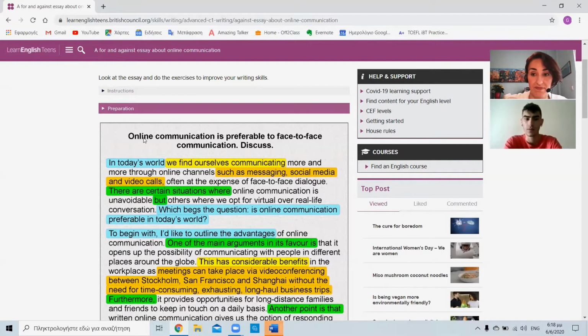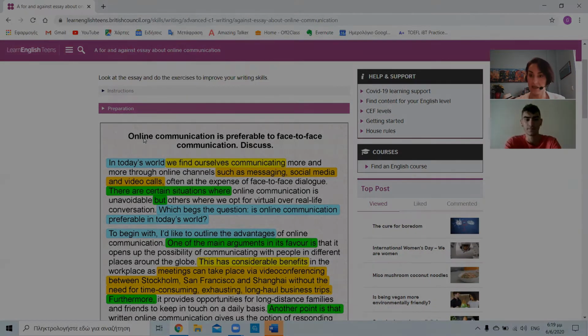Do they ask you to give your opinion and support your opinion only, or do you have to talk about both advantages and disadvantages of this issue? Okay. So discuss means that the essay writer has to cover both sides, both viewpoints. Right?